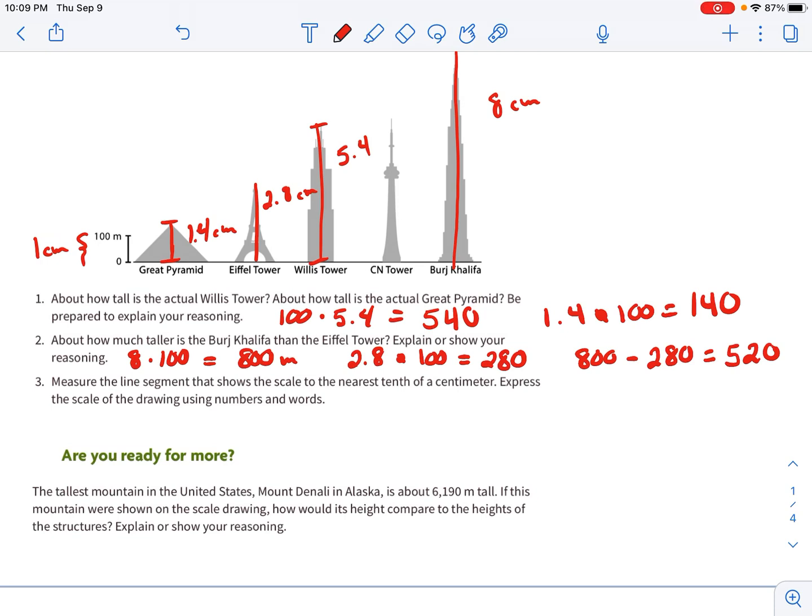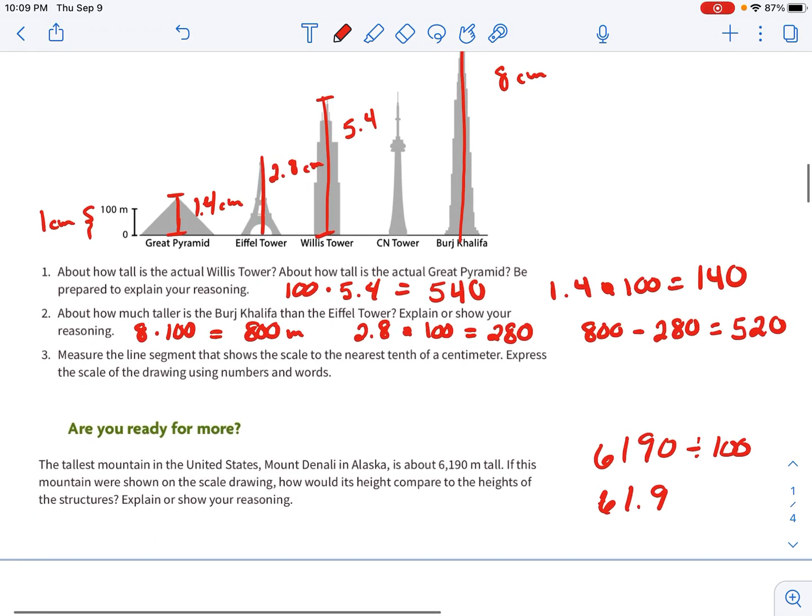To find the drawing height, we just divide this by 100. If you take 6190 and divide it by 100, you're just moving the decimal place 2 back, so that'd be 61.9. And 61.9 is obviously over here on the other side of the Burj Khalifa. This is a lot taller than all these buildings. 61 is almost 8 times taller than the Burj Khalifa. All right, so that is looking at scale drawings and how to use their scale to find an actual dimension, and how to use the scale to find the drawing dimension.